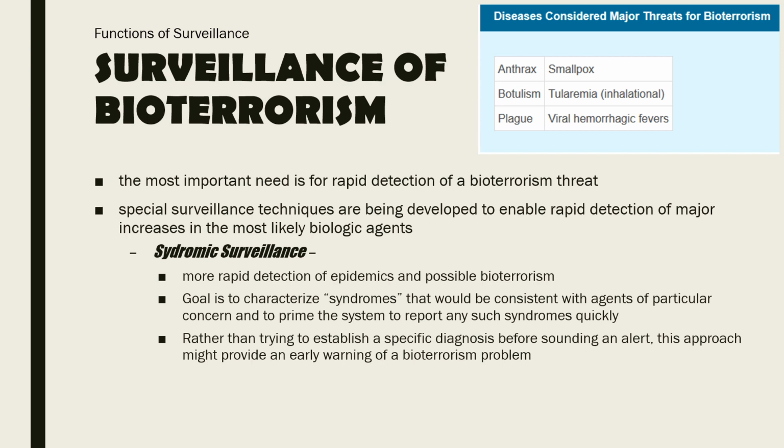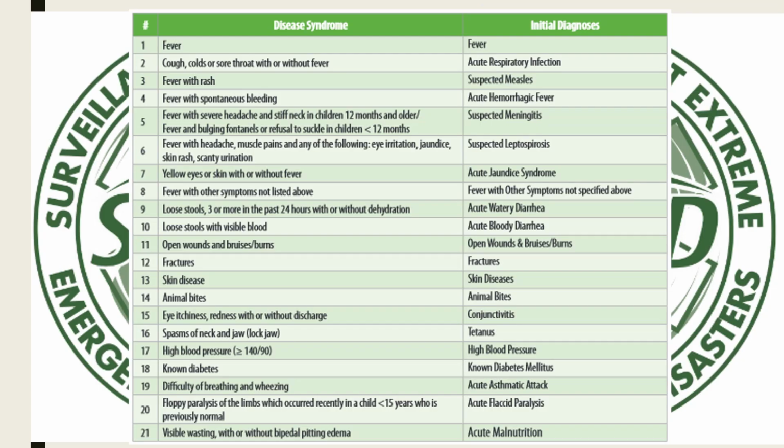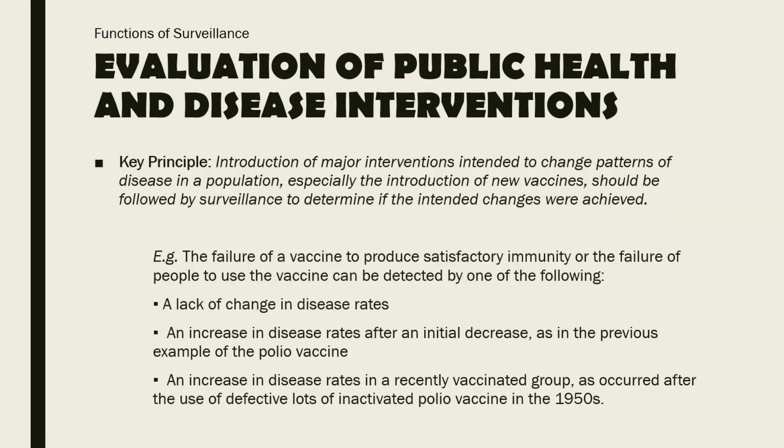The goal is to characterize syndromes that would be consistent with agents of particular concern and to prime the system to report any such syndromes quickly, rather than trying to establish a specific diagnosis before sounding an alert. This approach might provide early warning of a bioterrorism problem. So these are the usual agents of certain disease syndromes and their initial diagnosis, and to evaluate public health and disease interventions.